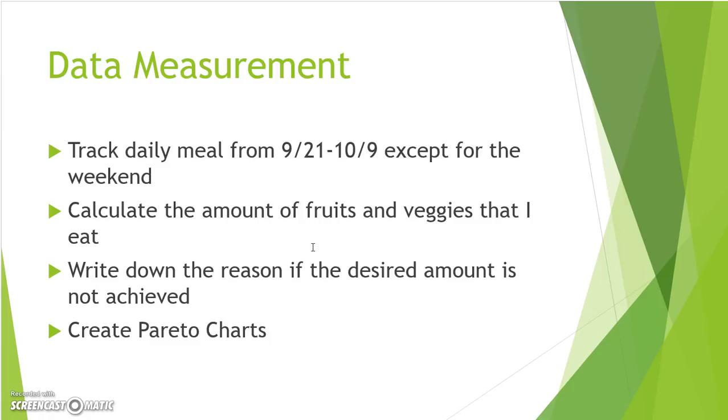I tracked my daily meals from this period of time except for the weekend, because I did not want to include the weekend data in the measurement. There are too many unexpected events going on in the weekend, so the data might not be accurate. And I also calculated the amount of fruits and veggies that I ate every day to see how far I was from reaching the goal. I also wrote down the reasons if the desired amounts of fruits and veggies were not achieved for the day. And I created Pareto charts for the data.